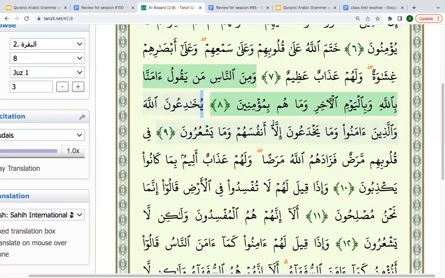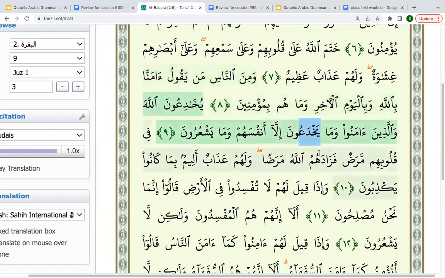Okay, yakhda'una. What do you think? Mujarrad. Very well done. Yash'uruna. Mujarrad. Zada. Zada. Root letters are zay, ya, dal.